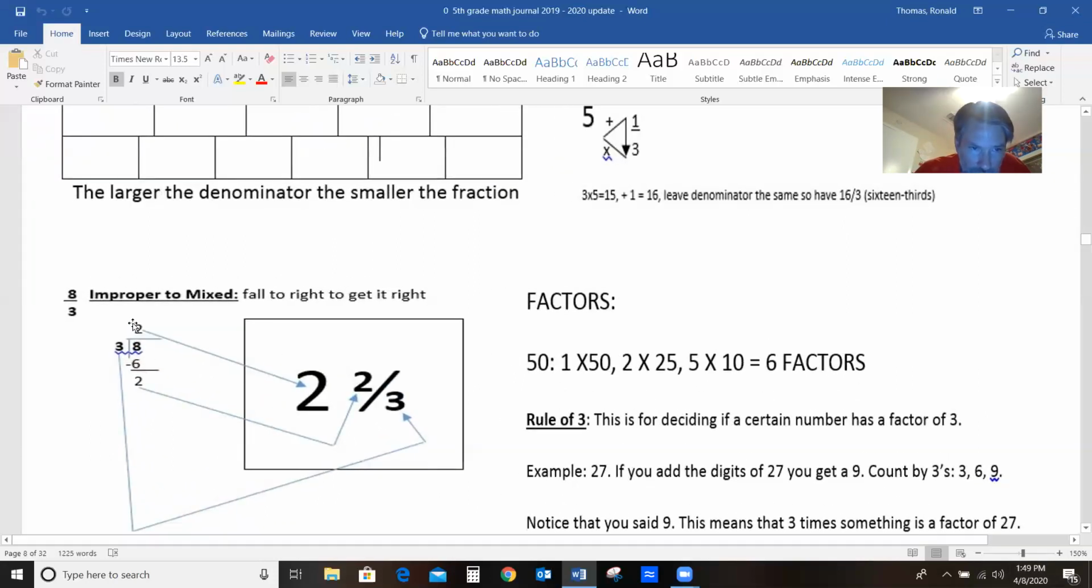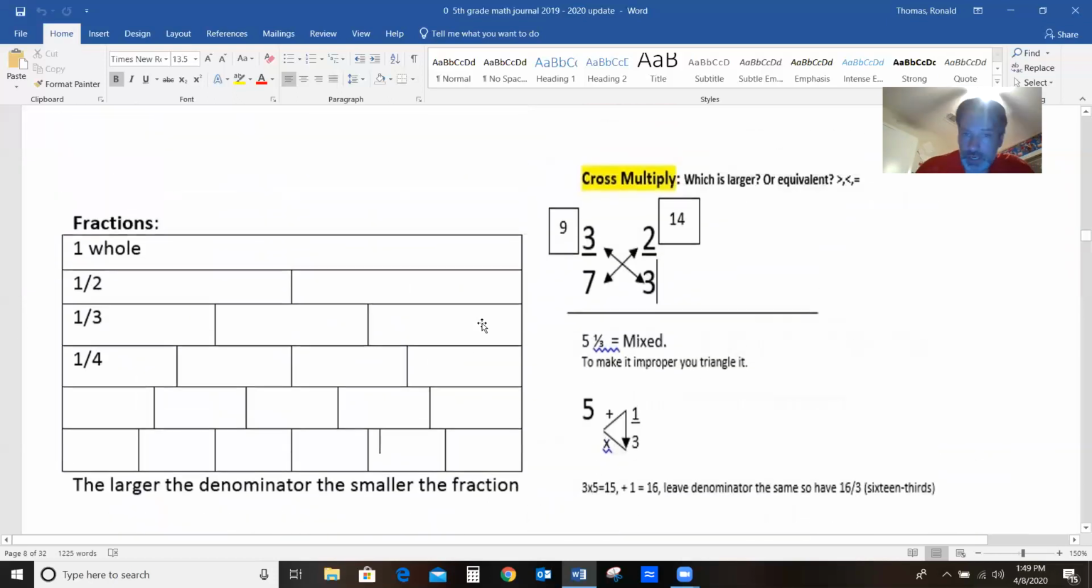3 going into 8 2 times. 2 times 3 is 6. 8 minus 6 is 2. And this shows you how to set it up the other way. So the 2 would go here. The top, the quotient, always goes as the big number in front for the mixed fraction. The remainder is always the top of the fraction part, and the outside part, the divisor, is the bottom. So 2 and 2/3 is equivalent to 8/3.